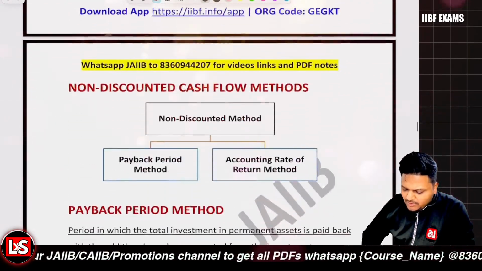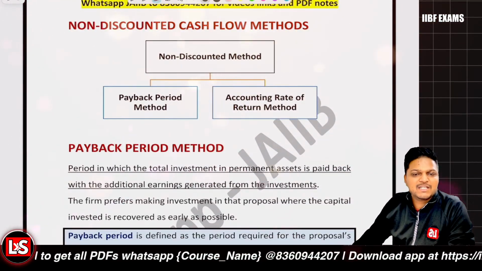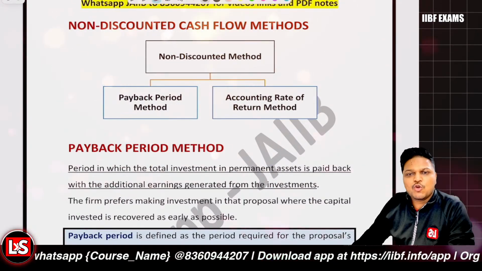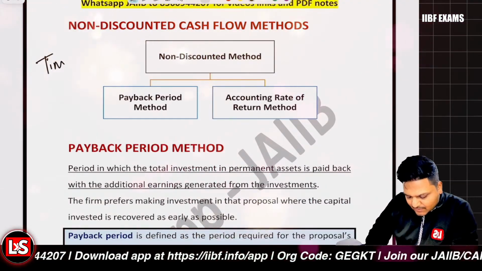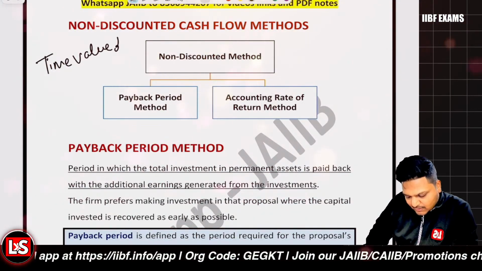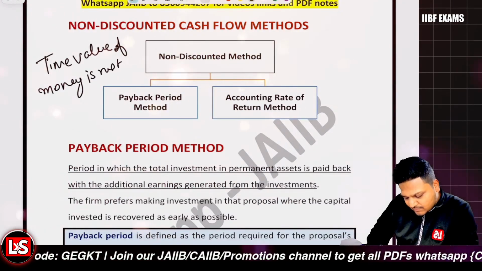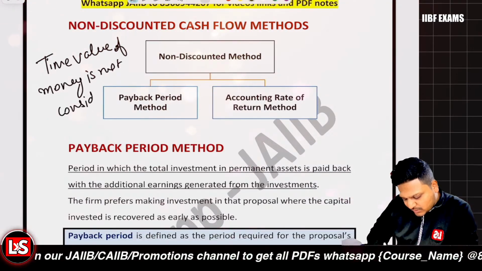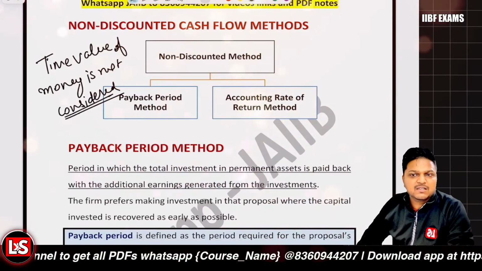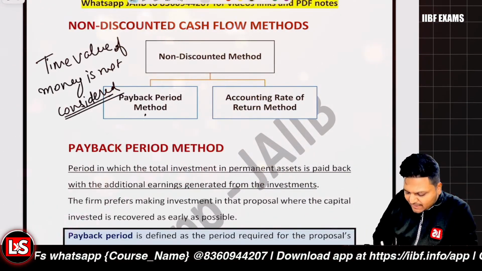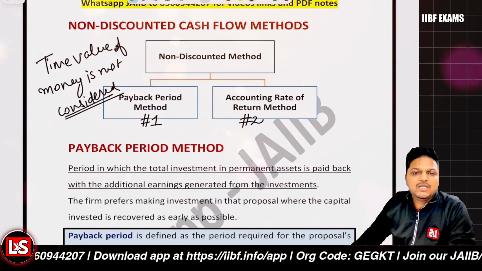Now it's about the non-discounted cash flow methods. Now what is non-discounting? Where the time value of money is not to be considered. In these scenarios, time value of money won't be considered. And here we are having two methods: one is the payback period method, and the second one is the accounting rate of return method.